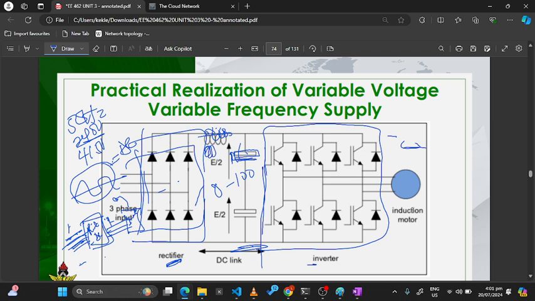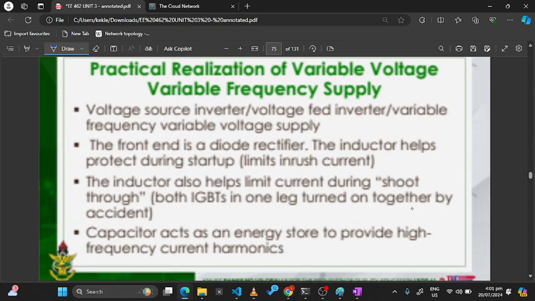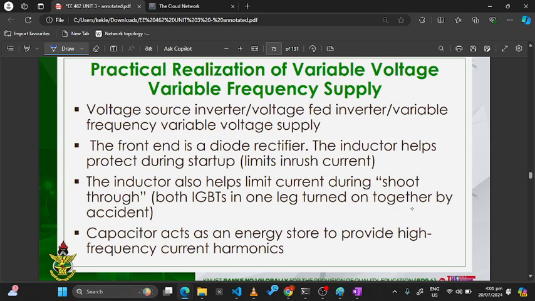So it will cause the current to be moving small, exactly. So then it helps in limiting the current, because the inductor doesn't allow the current through it to change instantaneously. So the inductor helps protect during startup. That means it limits the inrush current. The inductor also helps limit current during shoot through.